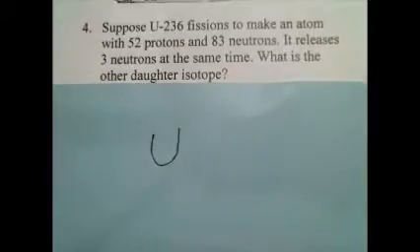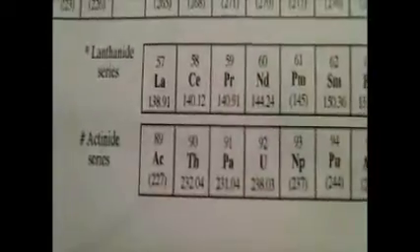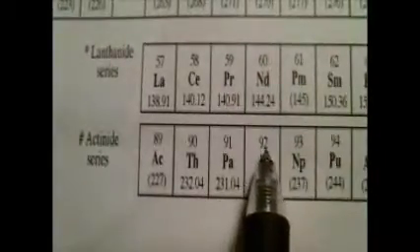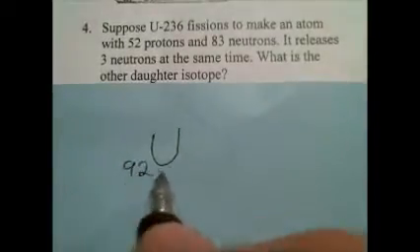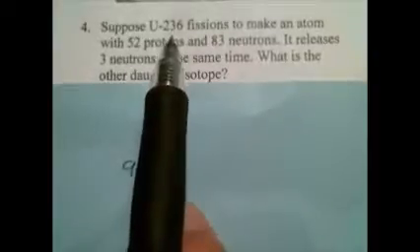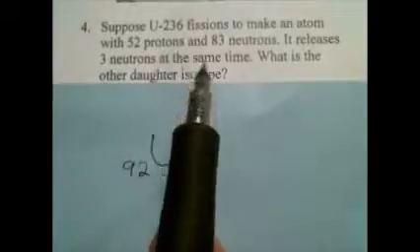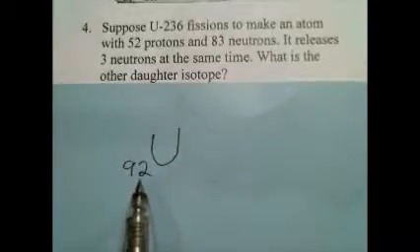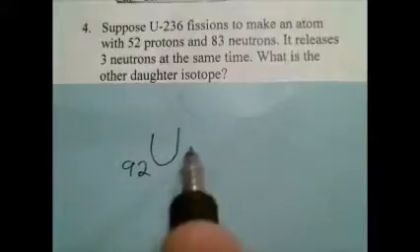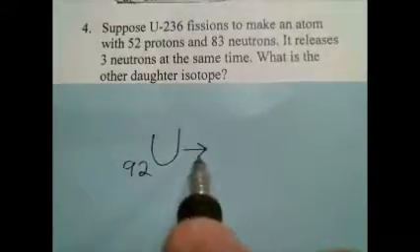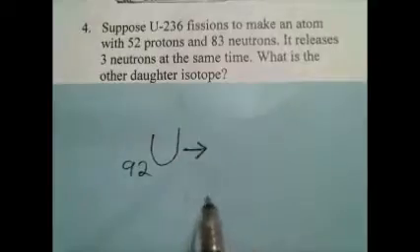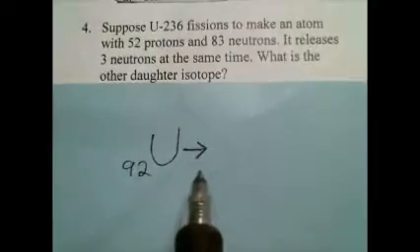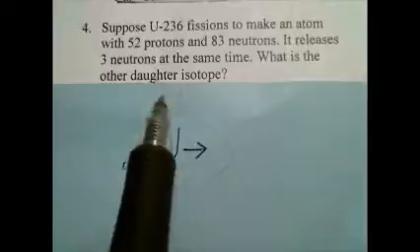And from the periodic table, we can see that uranium has 92 protons. So I'm going to put 92 down there. This 236 is how many total things are in the nucleus, both protons and neutrons. For this kind of problem, we're only concerned about protons. The reason for that is it's just the protons that are used to identify an isotope. We want to identify the daughter isotope.